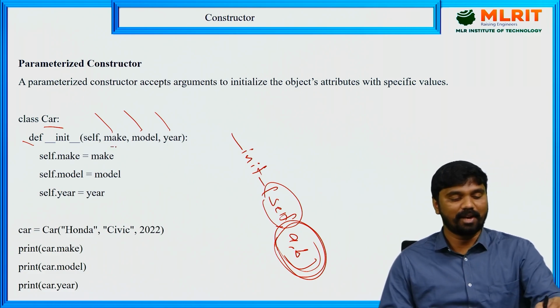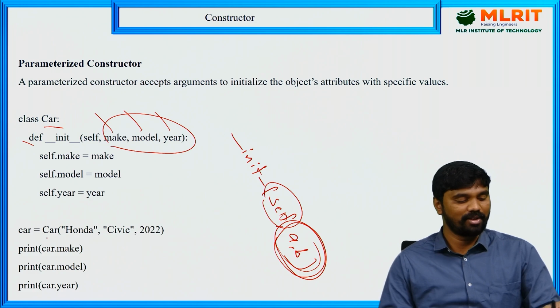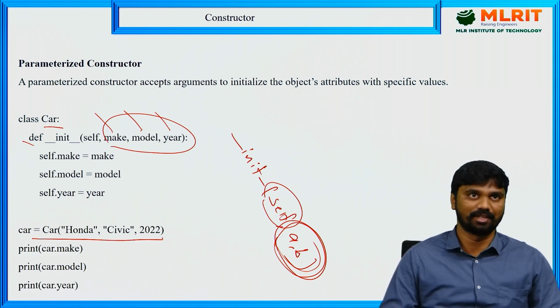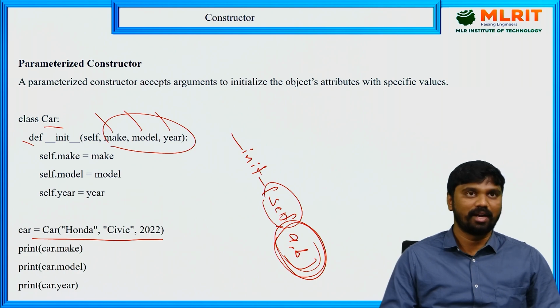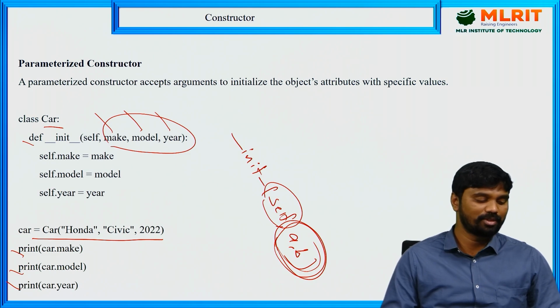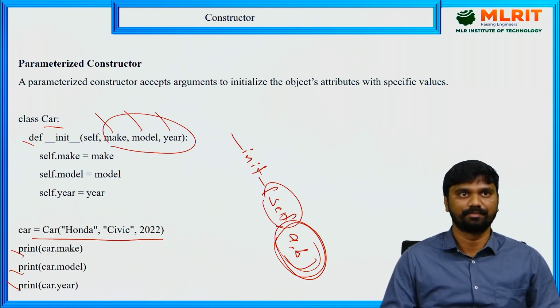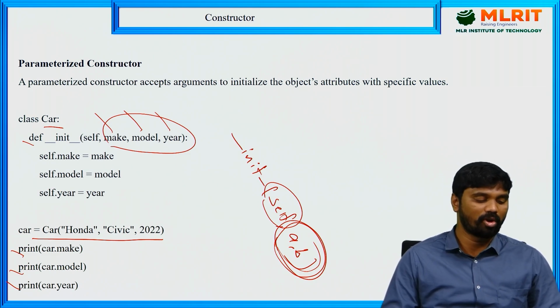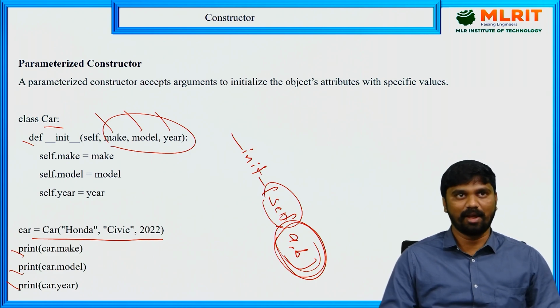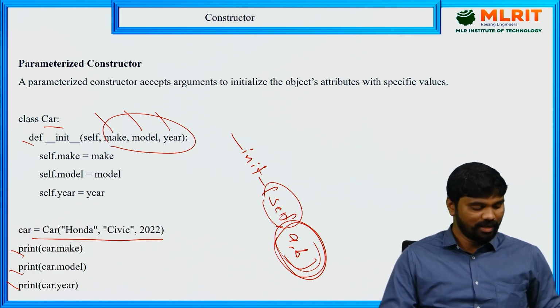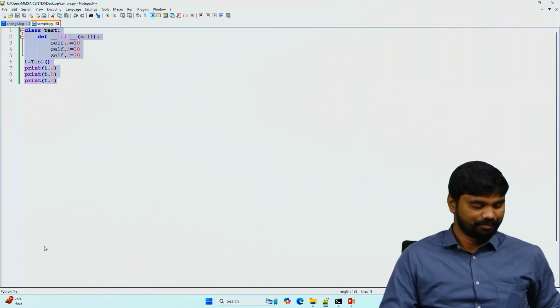And for these parameters we are going to pass the values at the time of object creation, and then we are going to print the values of the variables using the object, or by using the object we are going to call the instance variables which were defined in the parameterized constructor, right? Let me show through an example.